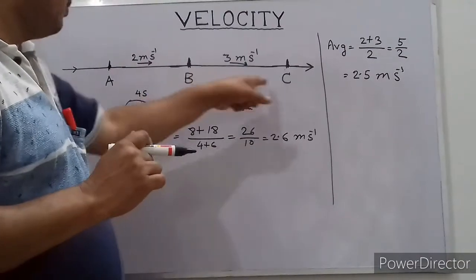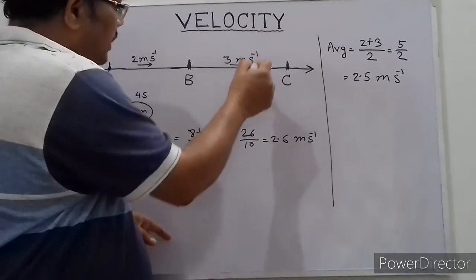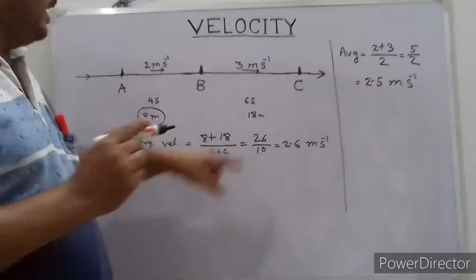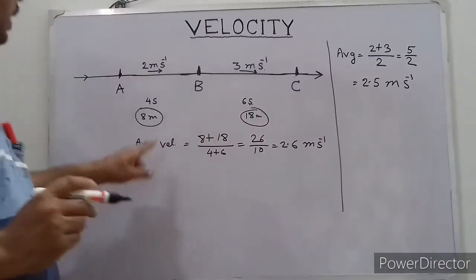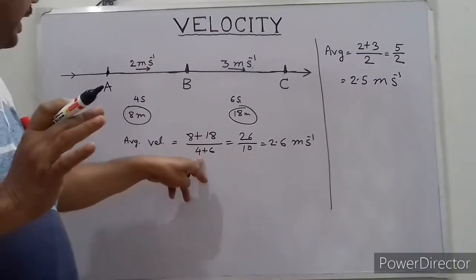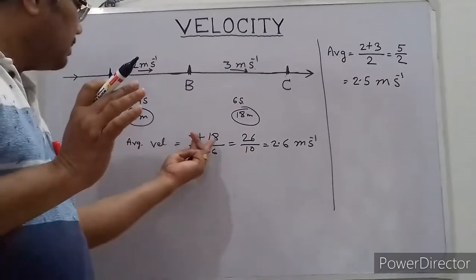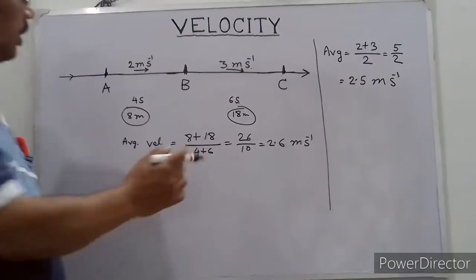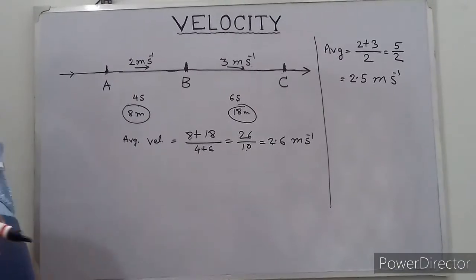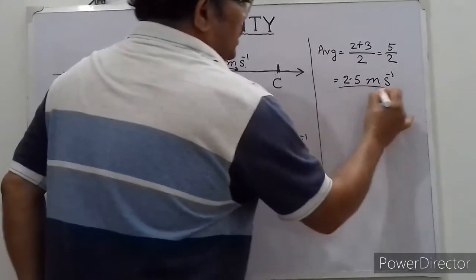From B to C, the displacement is 3 into 6, velocity and time, so 3 meter per second into 6 second, the displacement is 18 meter. So the total displacement is 8 plus 18, which is 26 meter, and the total time is 4 second plus 6 second, 10 second. So total displacement by total time equals 26 by 10, equals 2.6 meter per second. But if we take the average of the velocities, we get 2.5 meter per second.